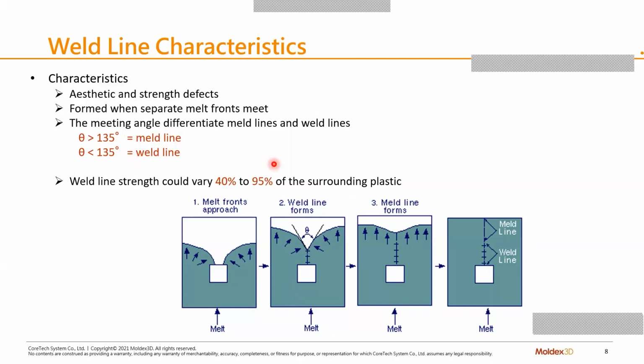So here we can see an example. This is the melt front direction, the flow direction. And we can see the melt fronts approach here because there is a square on the way of the flow direction.